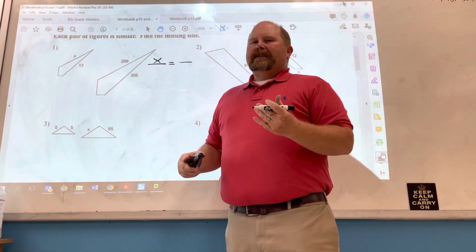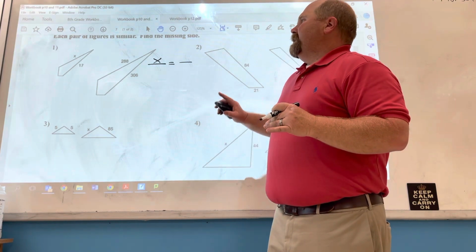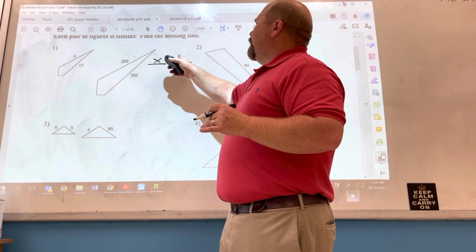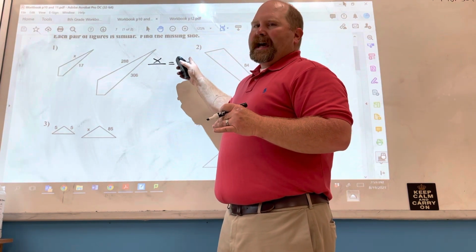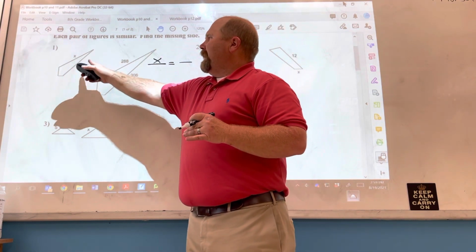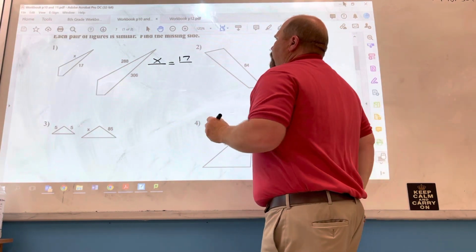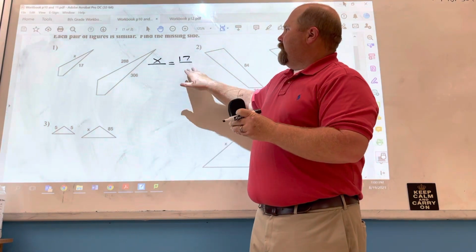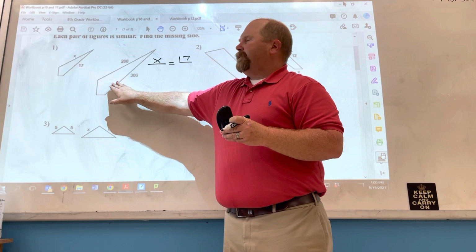So here's the key to setting up your proportion. This is one of the most important things about this whole lesson. If I started from the left figure and I placed an X up here, that whole top level of the proportion, those numbers have to come from the same figure. So if I start with X on the top, I have to put 17 on the top. That is a requirement, that everything on the top level comes from the same figure. Everything that's placed on the bottom comes from the separate or other figure.